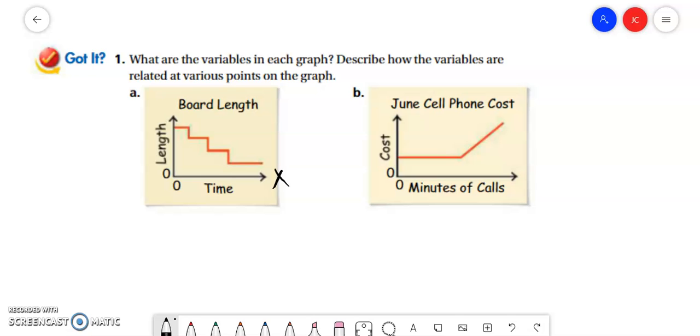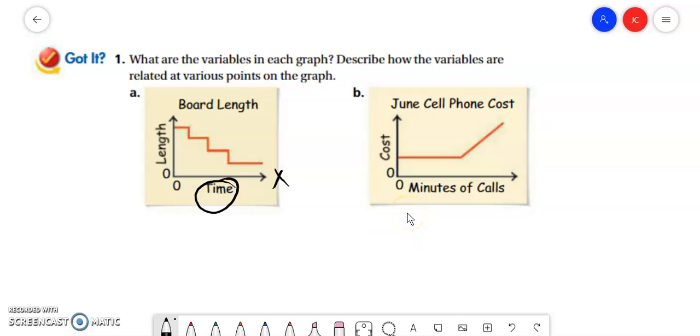All right, so again, this is our x-axis, and it's time. And let's see, we have the length of a board. So it looks like the board starts off pretty long. Let's say maybe it's like 10 feet. And then all of a sudden, it loses some of its length here, and now it's a little shorter. And some time passes, and again it loses some more of its length. So what's happening is it's getting smaller and smaller.